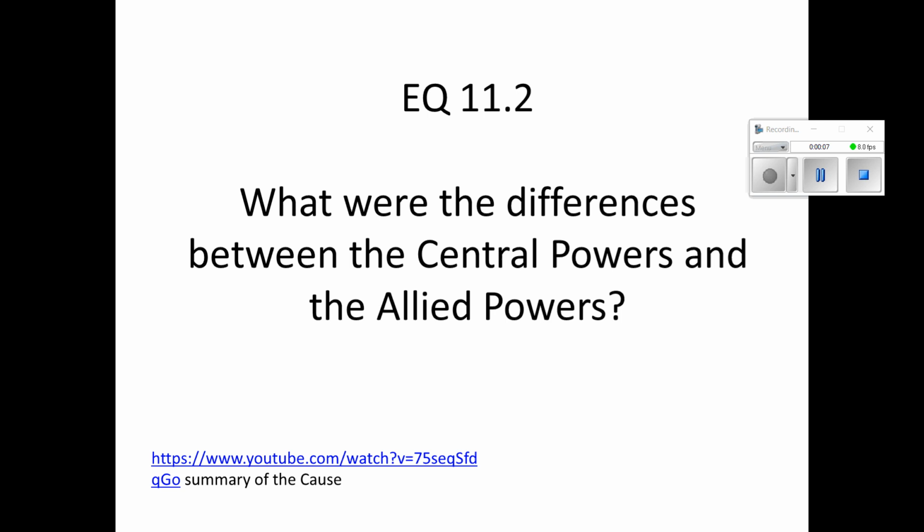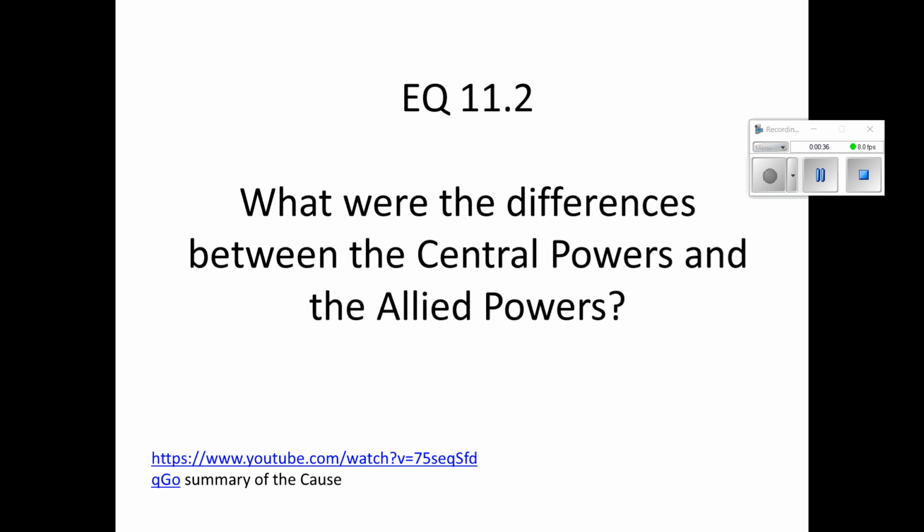Hello everybody in world history. This is our second part, 11.2, in the World War I, the Great War unit. So 11.1 was the causes of World War I, and we went through the causes. We talked about mania, militarism, alliances, nationalism, imperialism, and then that little letter A, the short-term cause of the war, the assassination of Archduke Francis Ferdinand.